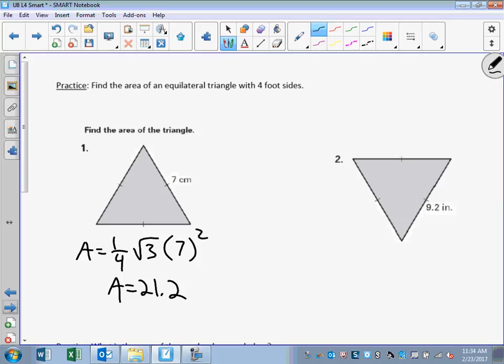You should have gotten the area is 36.65. So if you didn't get this, come talk to me, let me know. We can work through it.